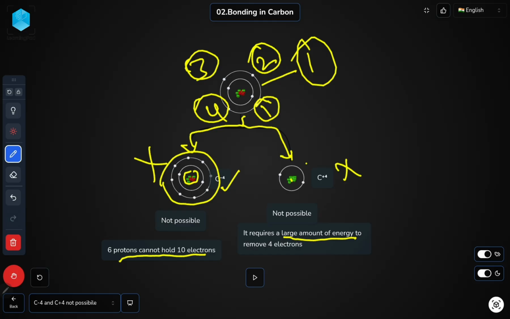Then what bond does carbon form? Carbon forms a bond by sharing of electrons, and that bond is called a covalent bond.